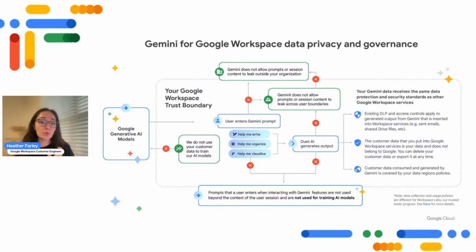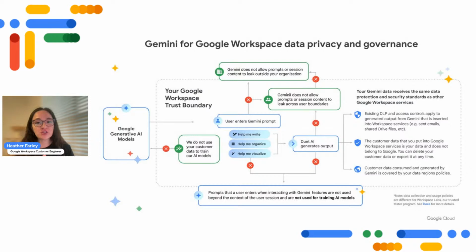Your Gemini for Google Workspace data does receive the exact same data protection and security standards as any other Google Workspace service. This is very publicly available information. If you would like to get more information about it, we have a ton of blog posts as well as white papers detailing what our standards are with data protection and security. And within your own Google Workspace domain, your existing Google Workspace protections that you already have deployed in your organization will automatically apply as you roll out Gemini.